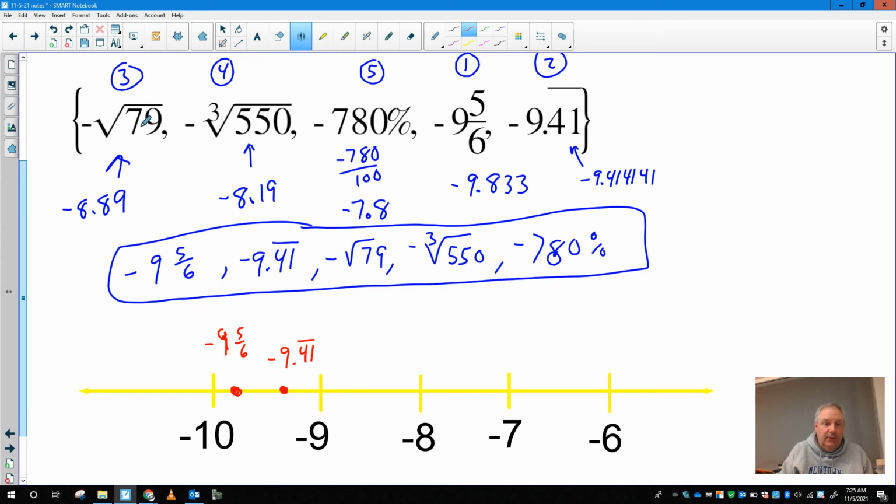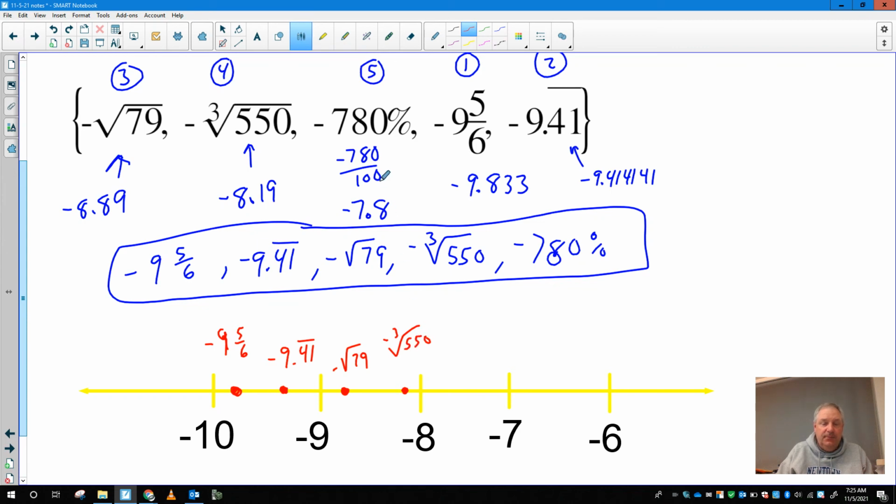Third was negative the square root of 79. So that's negative 8.89. So that's almost to negative 9. So that would be negative square root of 79. Next is negative the cube root of 550. So that's negative 8.19. So it's on to the left. We're heading between negative 8 and negative 9. So that would be negative cube root of 550.